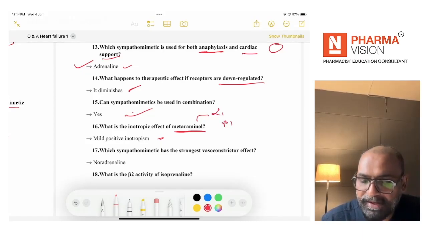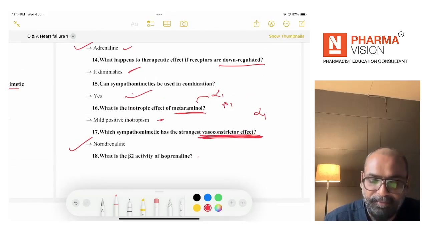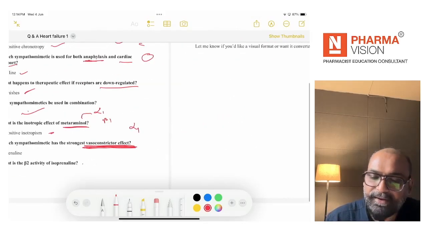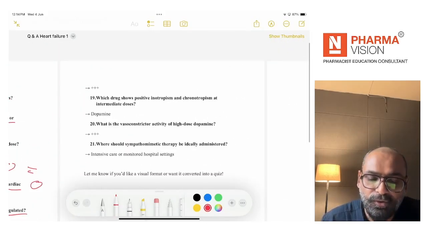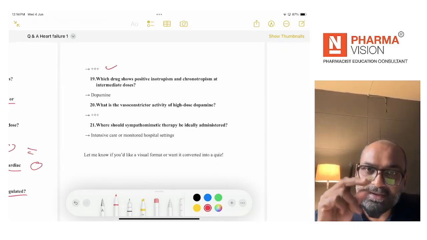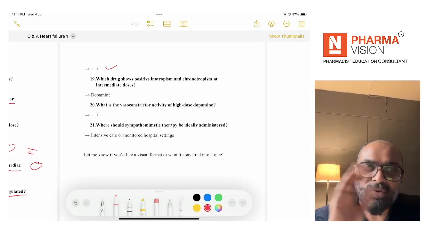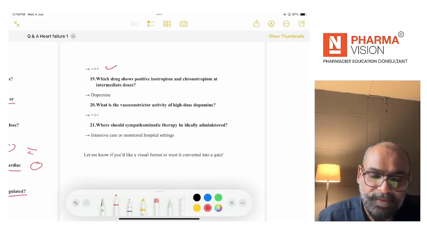Which sympathomimetic has the strongest vasoconstrictor effect? Noradrenaline, which majorly acts on the alpha 1 receptor. What is the beta 2 activity of isoprenaline? The beta 2 activity of isoprenaline is relatively good. Isoprenaline and dobutamine, that is the difference you have to understand. Isoprenaline has an effect on beta 2 as well as beta 1.